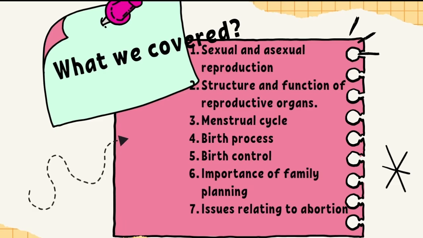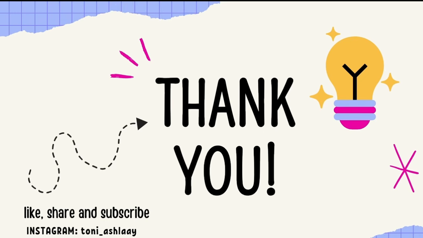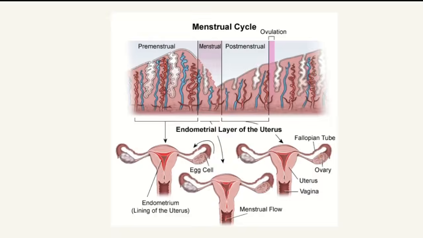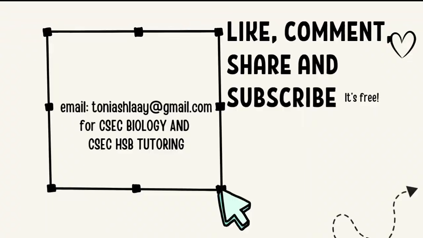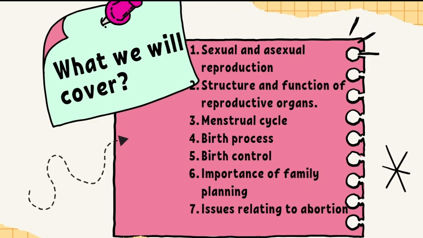So basically what we went through: sexual and asexual reproduction, the structure and function of the reproductive organs, the menstrual cycle, the birth process, birth control, the importance of family planning, and the issues relating to abortion, basically, right? So this would be the end of the reproductive system topic. However, take everything with a grain of salt. But basically, these are the main areas that fall under the reproductive system.